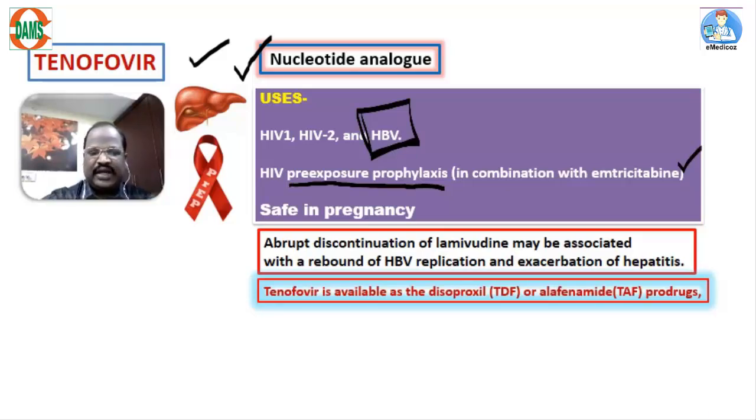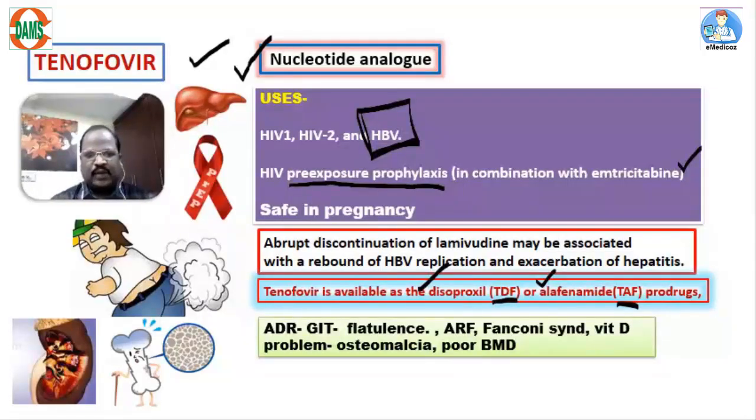One is called tenofovir disoproxil, TDF. One more is tenofovir alafenamide, called TAF. So tenofovir disoproxil and tenofovir alafenamide. Now coming to the adverse effects, the most common adverse effect is GI toxicity in the form of flatulence. Very important point actually. It causes abdominal distension and flatulence. That's the most common problem.